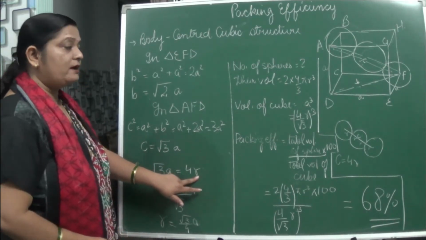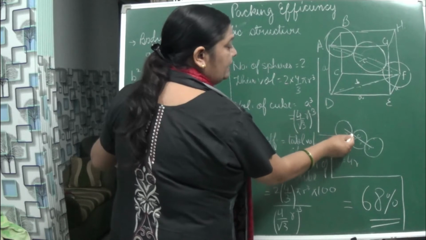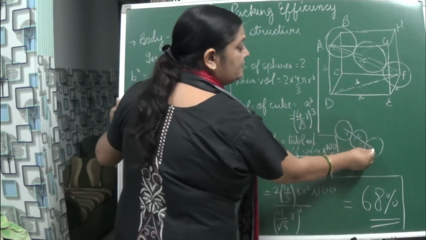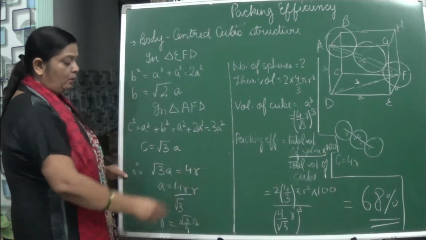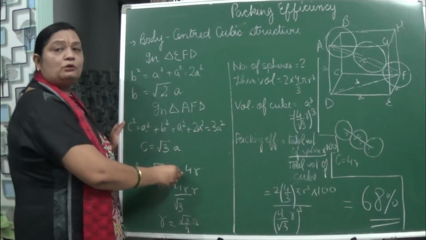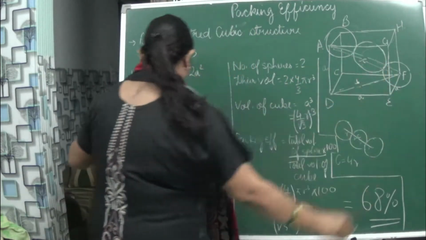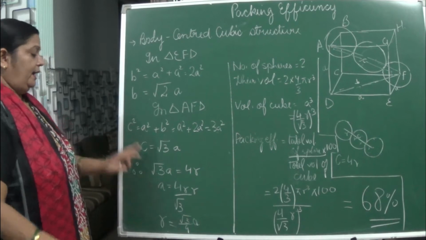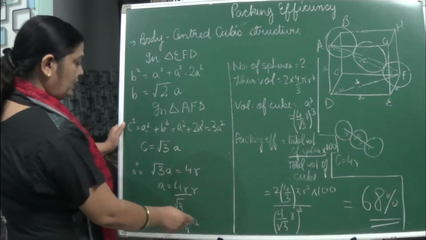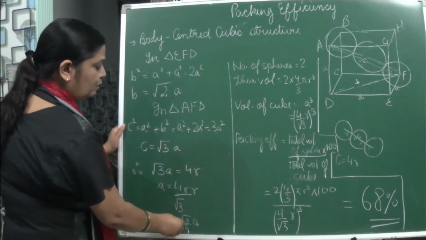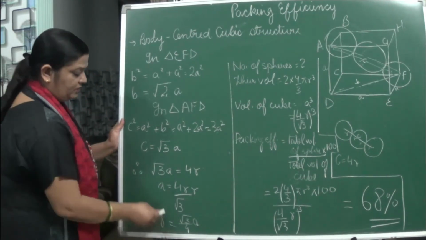Therefore root 3 A is equal to 4R. How did this 4R come? If we take these three spheres over here, you can see that only half is covering in this one, the whole in the middle, and half in this one. So R plus R plus R plus R is equal to 4R. So root 3 A is equal to 4R, that is C, which we have taken. Now A is equal to 4R upon root 3, and naturally R is equal to root 3 upon 4 A. We have just taken out the value of R from this A.